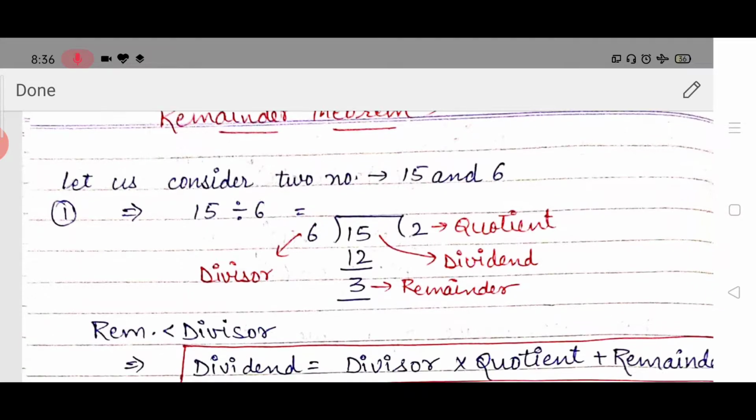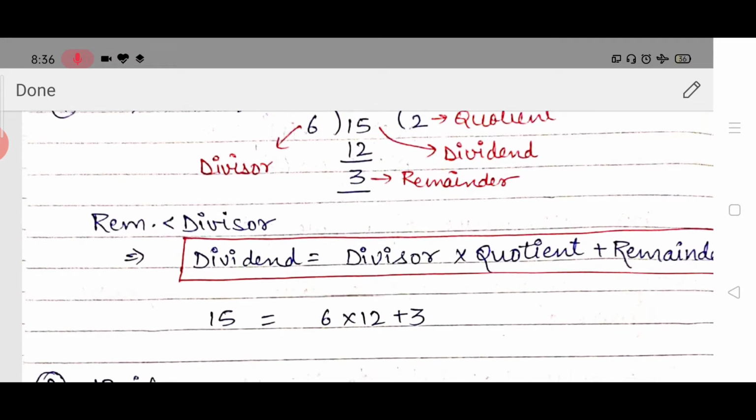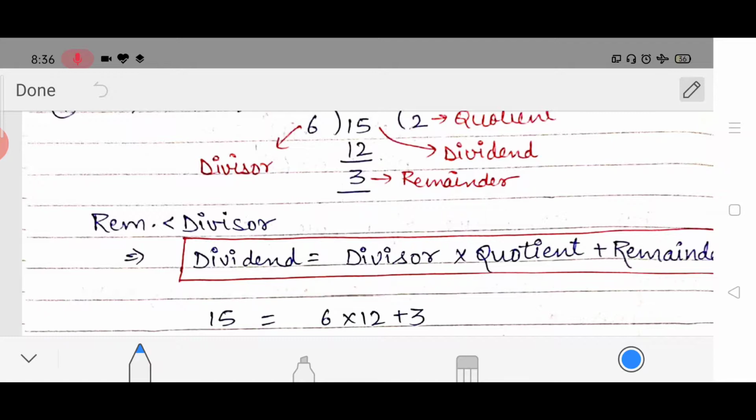So moving on, what is the use of these terms? Based on these terms, this is a formula: dividend is equal to divisor into quotient plus remainder. Based on this formula, the divisor was 6, so we have written divisor 6. What is the quotient we get? Quotient is 2, here it will come 2, not 12. And the remainder is 3, so I have written 3.